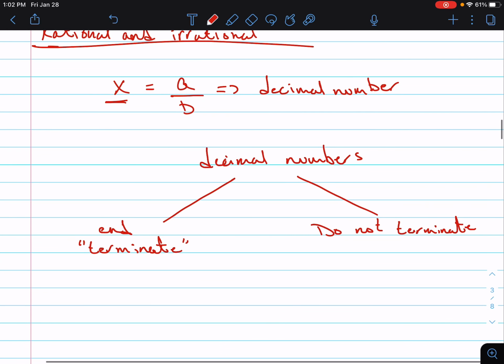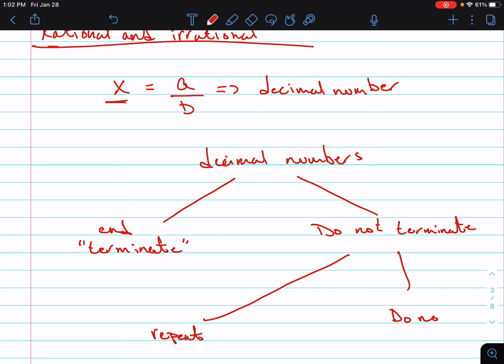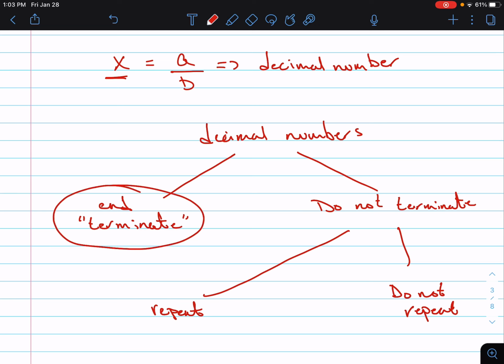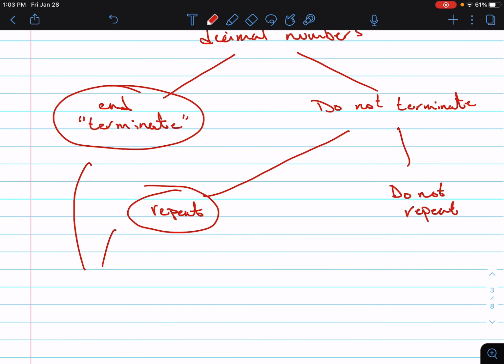And out of the ones that don't terminate, we have ones that repeat, and we have some that do not repeat. Numbers that end and numbers that do not terminate but repeat are called rational numbers. Numbers that do not terminate and do not repeat are called irrational numbers.